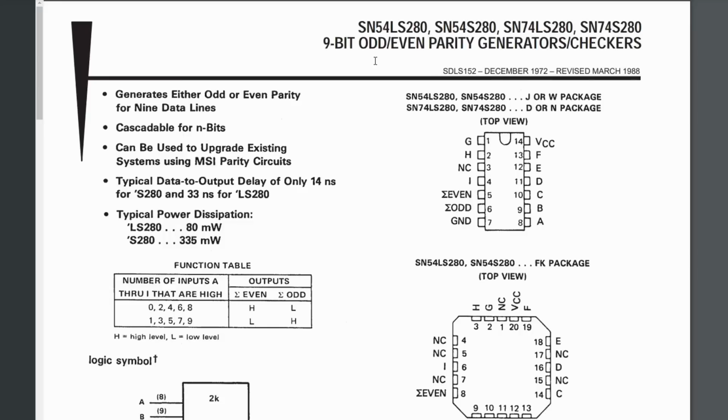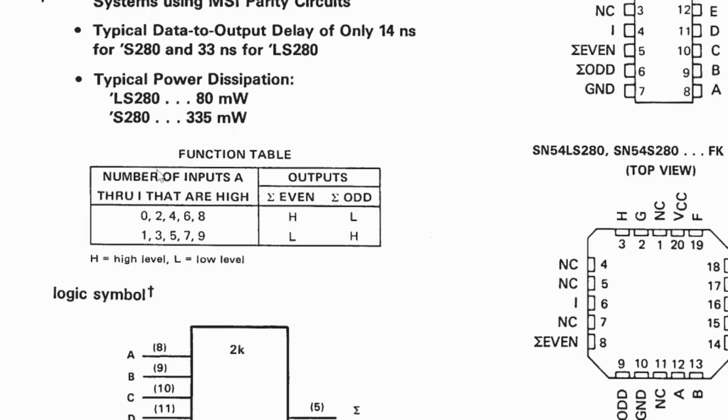So this is the data sheet for that 74LS280. It's an odd/even parity generator/checker. And here's the function table. It does show that these are all inputs A through I, and it has two outputs here, even and odd.